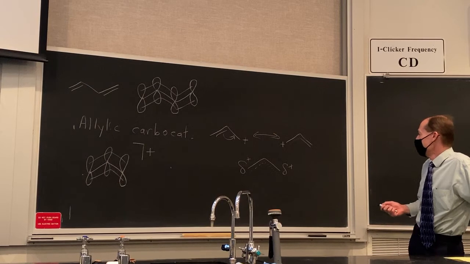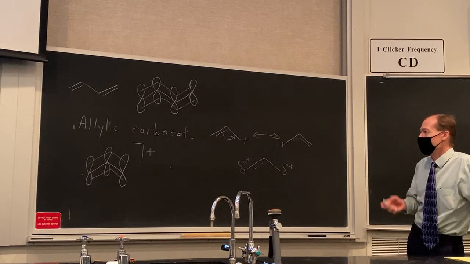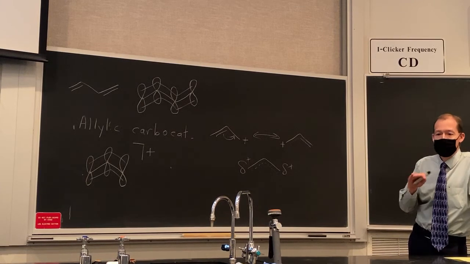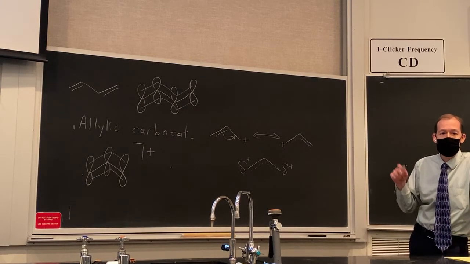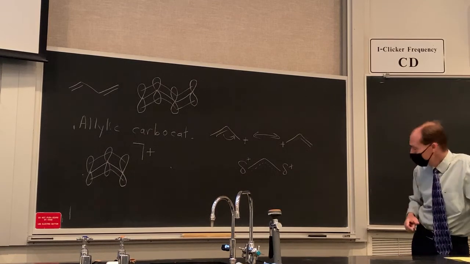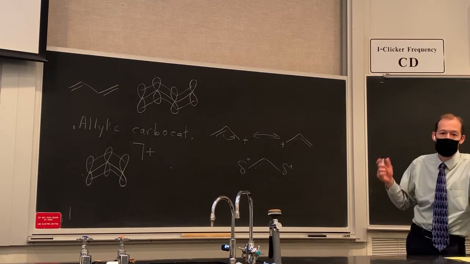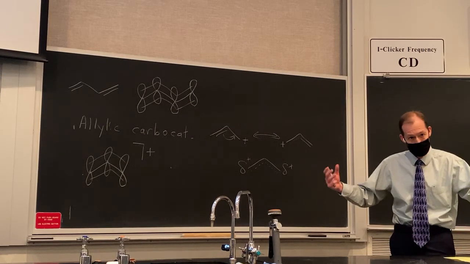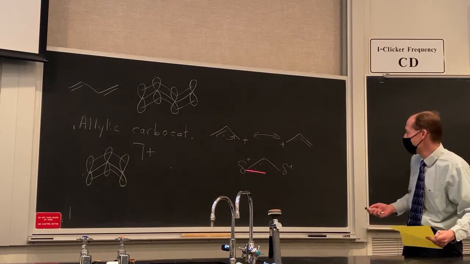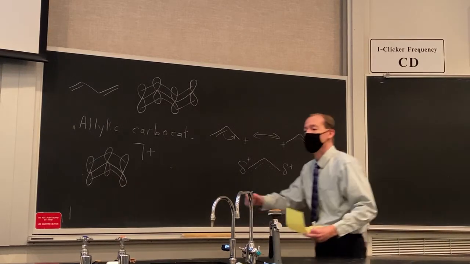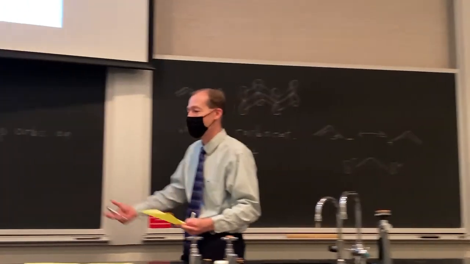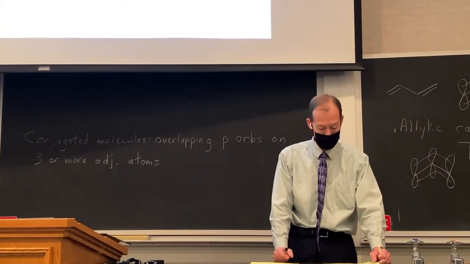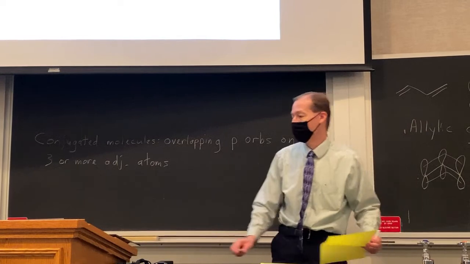In fact, this simple allylic carbocation is roughly comparable in energy to a normal secondary carbocation because of that resonance stabilization. Even though the positive charge is on primary carbons, because that positive charge is spread out or delocalized due to conjugation, due to resonance, that allylic carbocation is comparable in energy to a secondary carbocation.